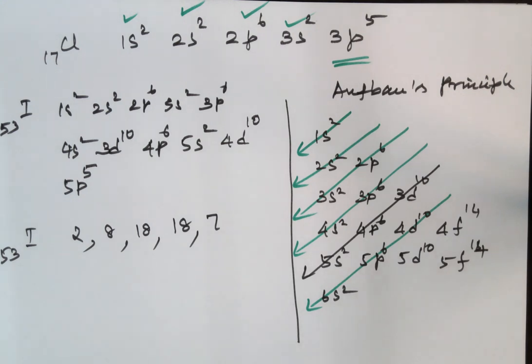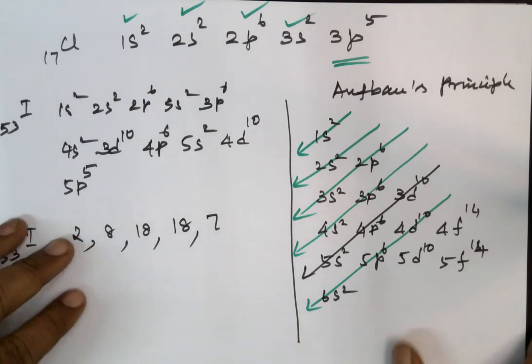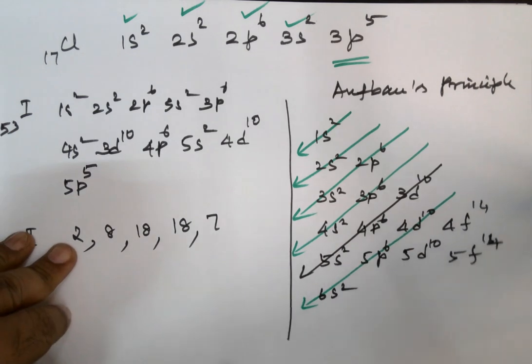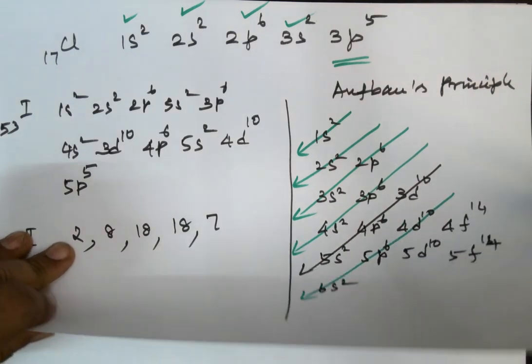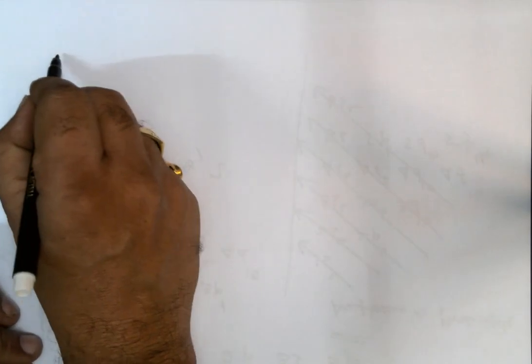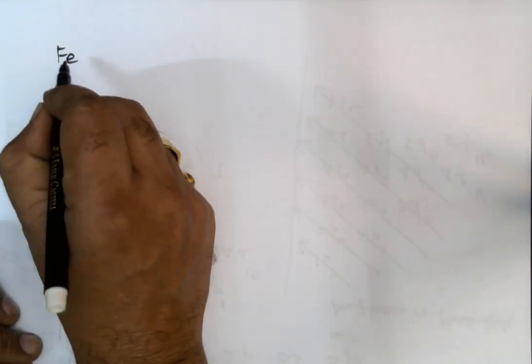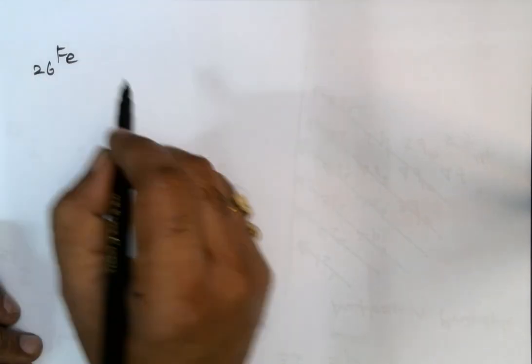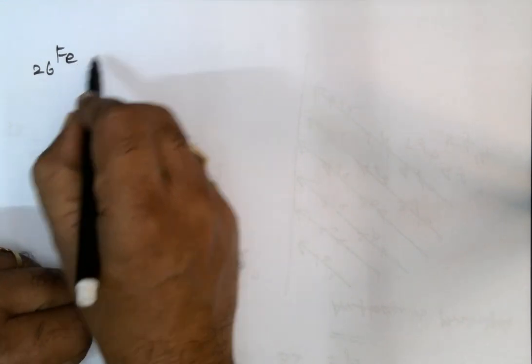Can you write the electronic configuration of iron? 26. Try. We'll try the electronic configuration of iron. How to represent iron? Fe. What is the atomic number? 26. Now shall we try?